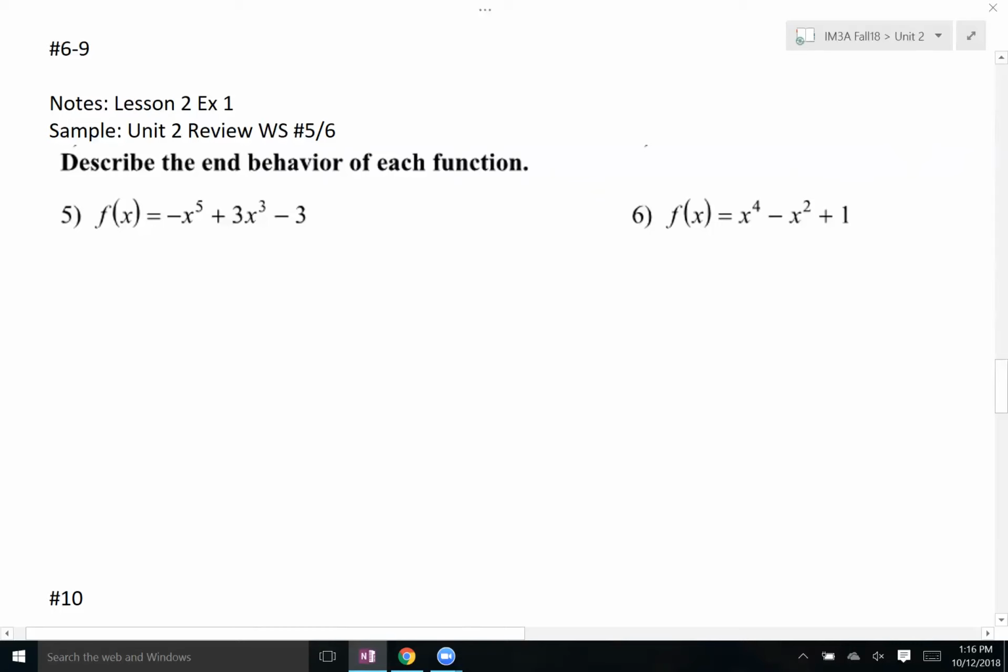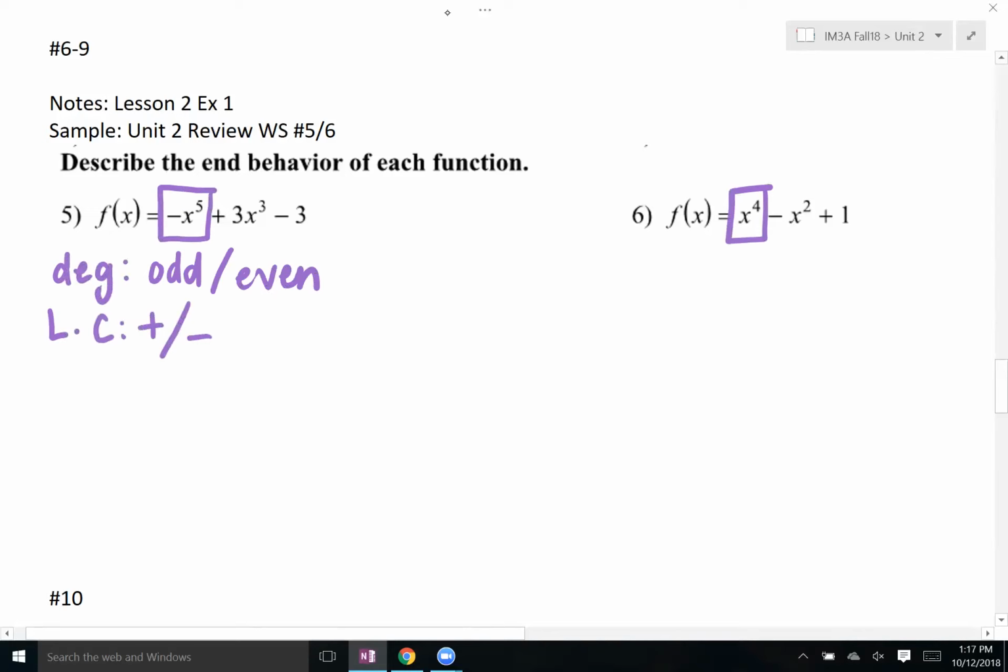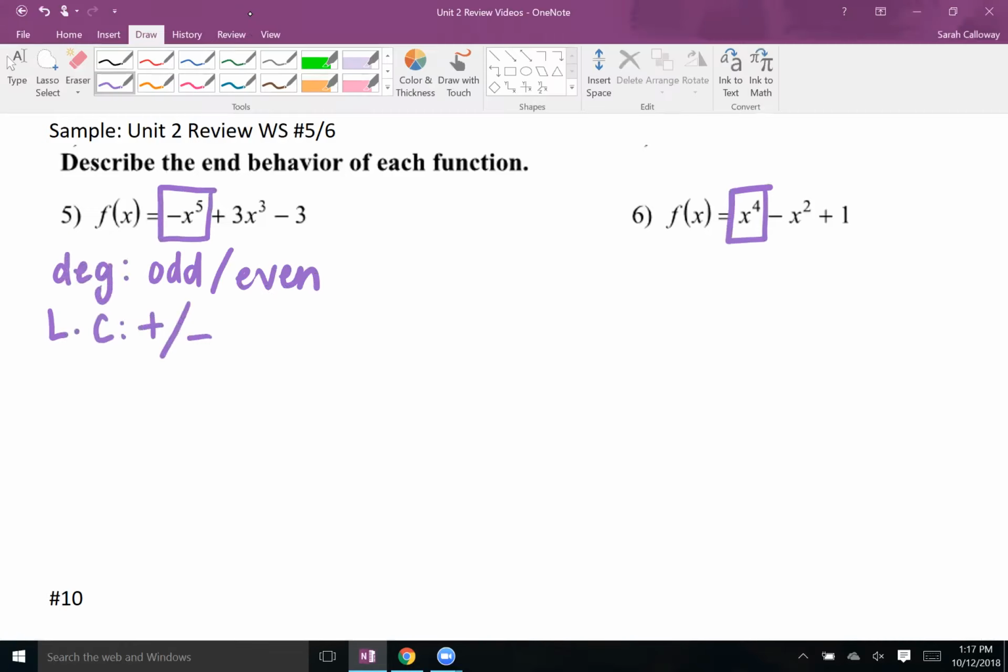And so what you should keep in mind is that we're looking for the highest power to find the end behavior. So if I'm looking at question 5, the term with the highest power is the first term. Same thing with question 4. And so I'm looking at 2 things here for each of these. I'm looking at the degree and the leading coefficient. And so ultimately, I'm looking at whether this is positive or negative and whether the degree is odd or even. So it doesn't even really matter what the number is, just whether it's odd or even.